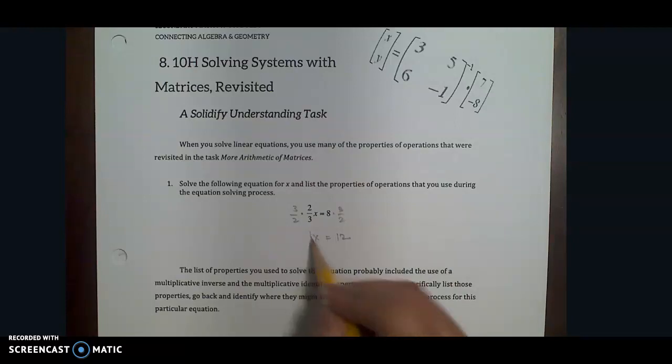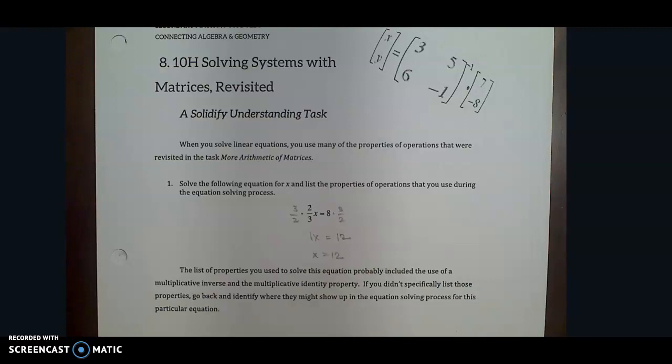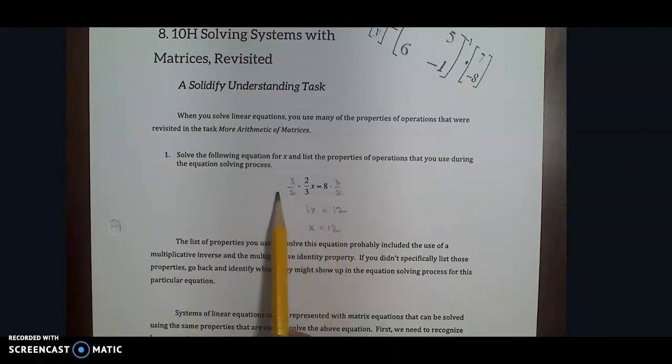So here we know we've basically solved for x. We got 1 there in front of x, which we know is optional. So we can just write it as x equals 12. Okay, so it says in the list of properties you use to solve this equation probably included the use of a multiplicative inverse and the multiplicative identity property. Right? So here's the multiplicative inverse. Right? The inverse of 2/3. Right? And the multiplicative identity property, right, where we have x being multiplied by 1.